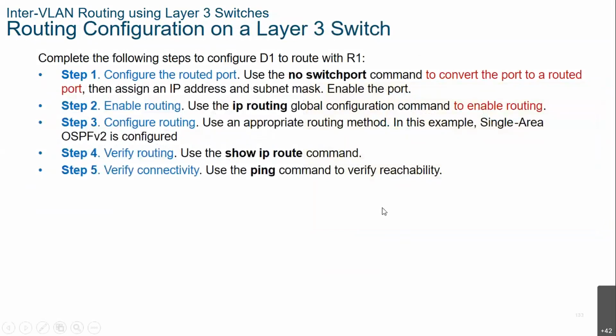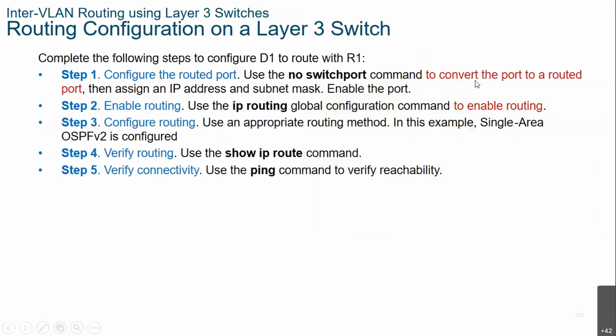So how do we set this thing? We have to configure the routed port, okay? To configure a routed port on a layer 3 switch, we have to say no switchport. We are telling that particular port, that particular interface, you are not working like a switch anymore. You are going to work as a router.